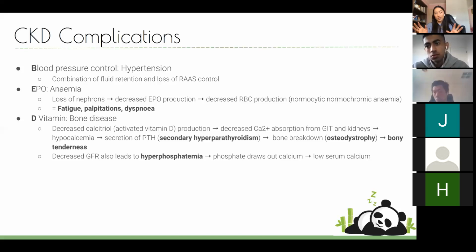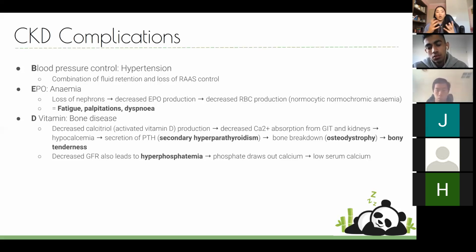And we'll talk more about this in endocrine with the whole parathyroid system. But if you've got decreased absorption of calcium, you're going to get low serum calcium. So the parathyroid glands try to compensate. And you get secondary hyperparathyroidism, and that triggers bone breakdown.